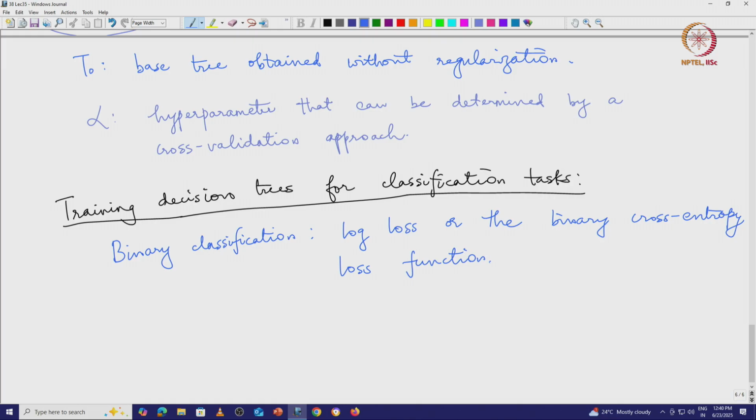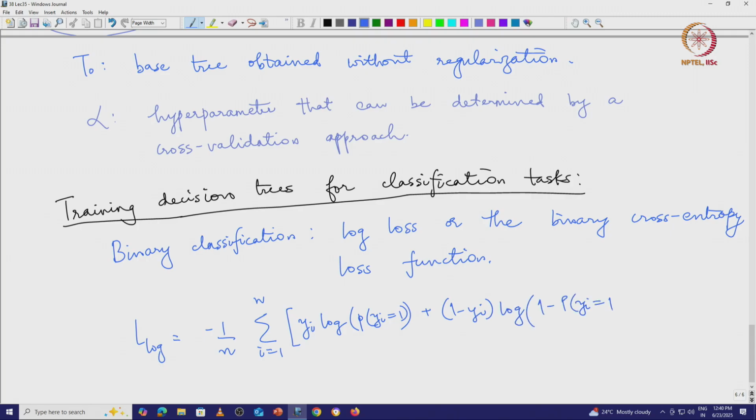If you remember, this function is essentially a sum over all the points with the cross entropy, which is essentially the true value of the class multiplied by the log of the predicted probability. So, yi log probability of yi being 1, plus 1 minus yi times the log of 1 minus probability of yi equals 1.